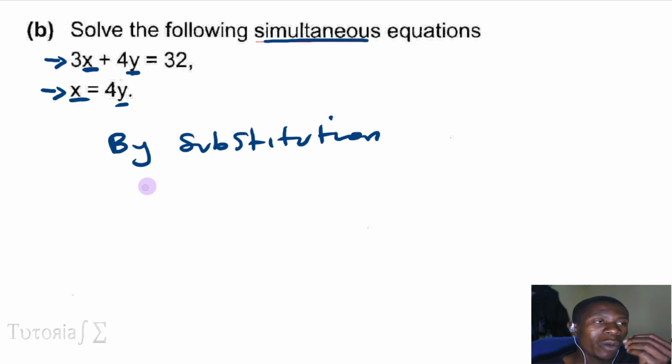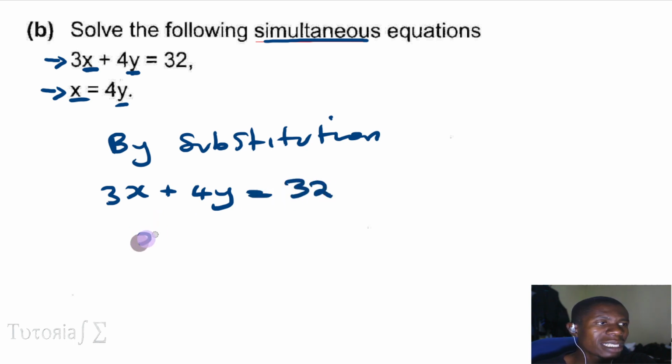this is where we get the two equations that we have. We have 3x + 4y = 32, and we have x = 4y. Though this one is not a very good example, I'll give another example.